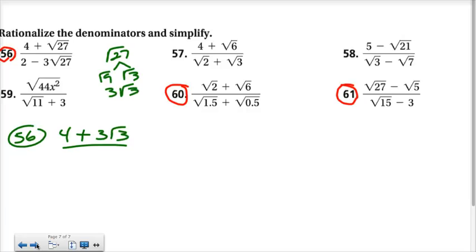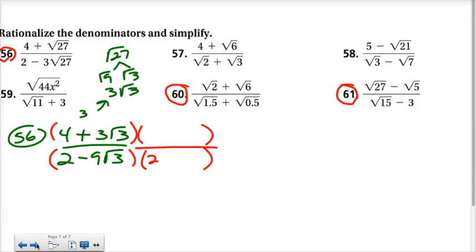And then on the bottom, we'll have 2 minus 3 times the square root of 27. So 3 times this, which would be 9 square roots of 3. Now, at this point, I generally check to see whether or not I can simplify even further. Maybe all the integers have a factor that I can take out. This one does not. So what I have to do is use the conjugate, 2 plus 9 square roots of 3, to rationalize that denominator.